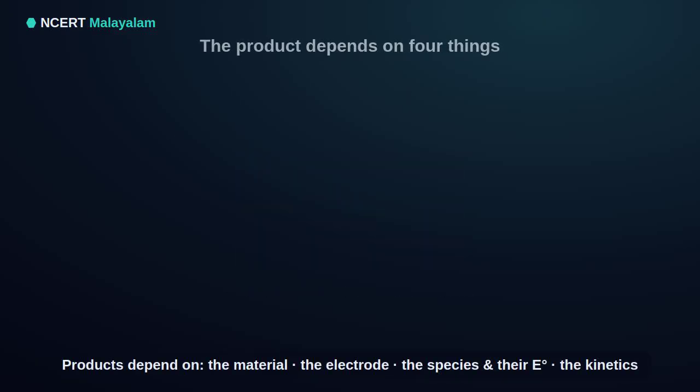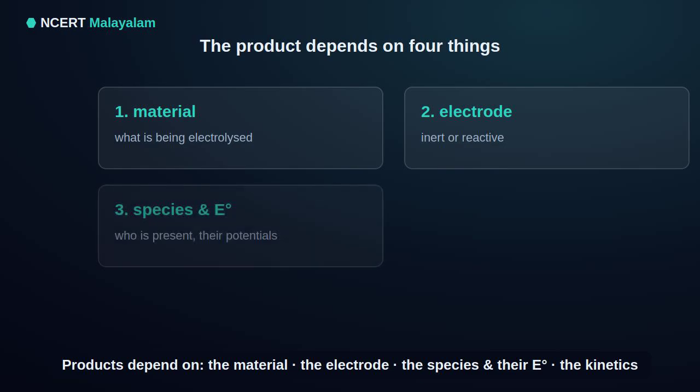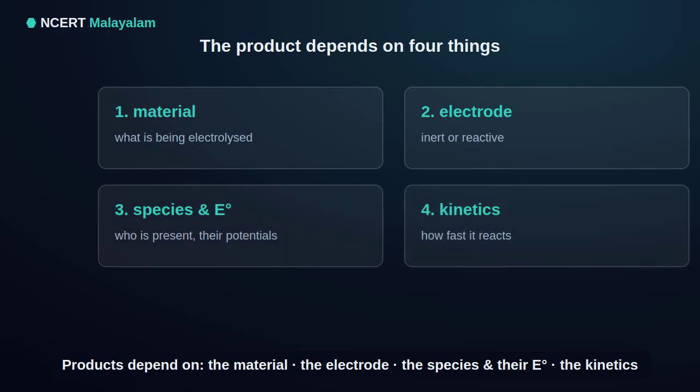The product depends on four things. 1. The material being electrolyzed. 2. The type of electrode used. 3. The species present and their standard electrode potentials. 4. How fast the reaction goes.